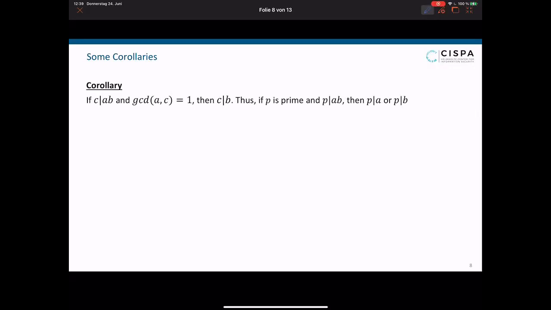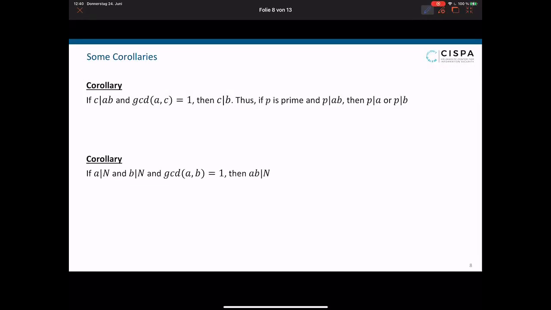If C divides A times B and GCD of A comma C equals 1, then C must divide B. Therefore, if P is a prime and P divides A times B, then P divides A or P divides B. That's a simple corollary, but that's also something that we get directly out of the prime number theorem. Here's another corollary. If A divides N and B divides N and the GCD of A and B is 1, then A times B also divides N.